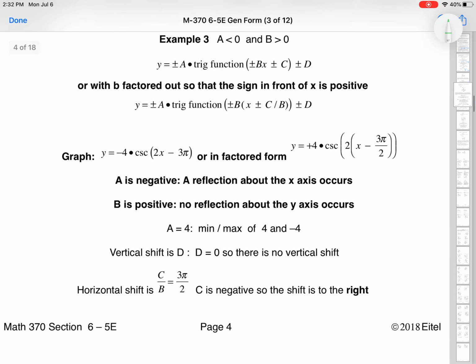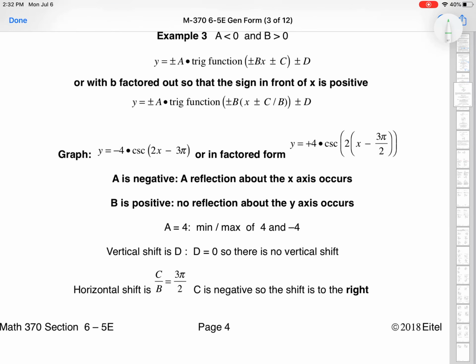So let me make this smaller so it all fits on there. And we'll just read this one through. So we got a graph negative 4 cosecant of 2x minus 3 pi. So the a is negative, which means it's going to be reflected in the x-axis, right? And b is positive, so there's no reflection in the y-axis. The 4 is out front, so we're going to have a minimum value of negative 4 and a maximum value of 4. And there's no vertical shift, nothing's being added after the fact.